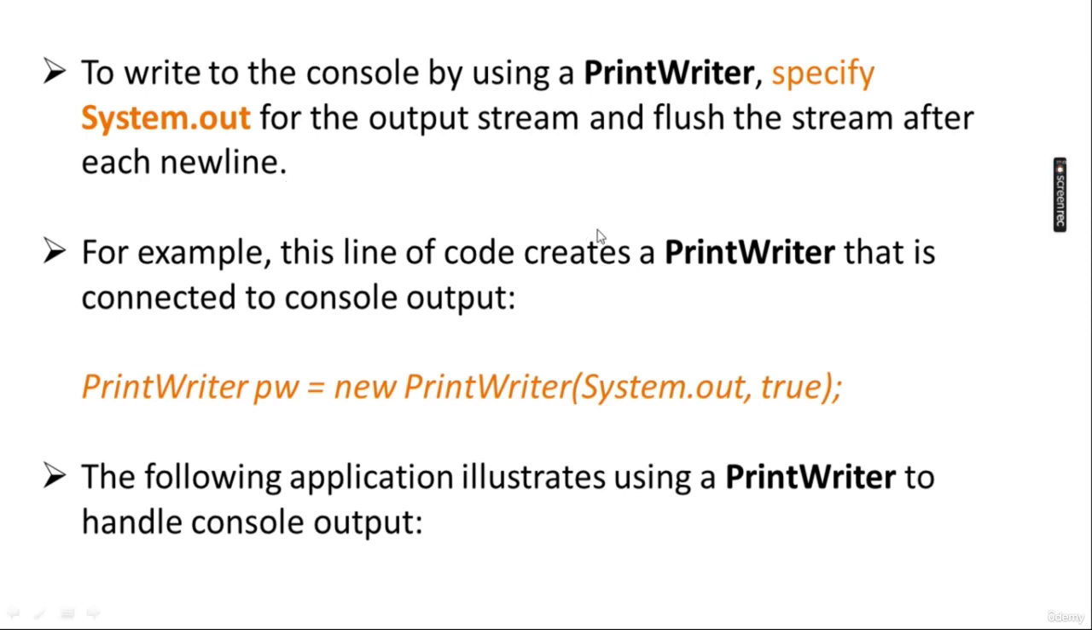To write to the console by using PrintWriter, specify System.out for the output stream and flush the stream after each new line, so it will be true. Okay, so how will you write it? PrintWriter pw is equal to new PrintWriter(System.out, true). So every time output is done, it will flush on a new line.